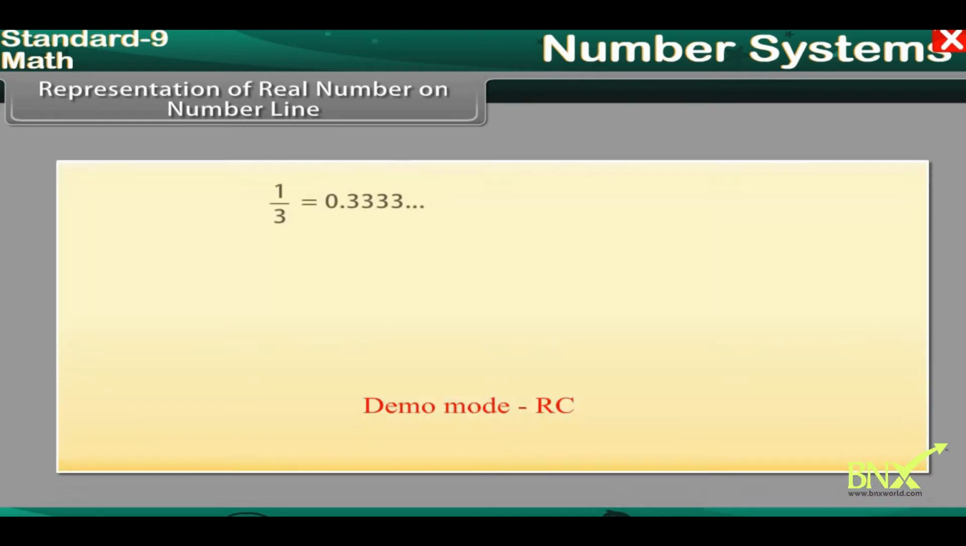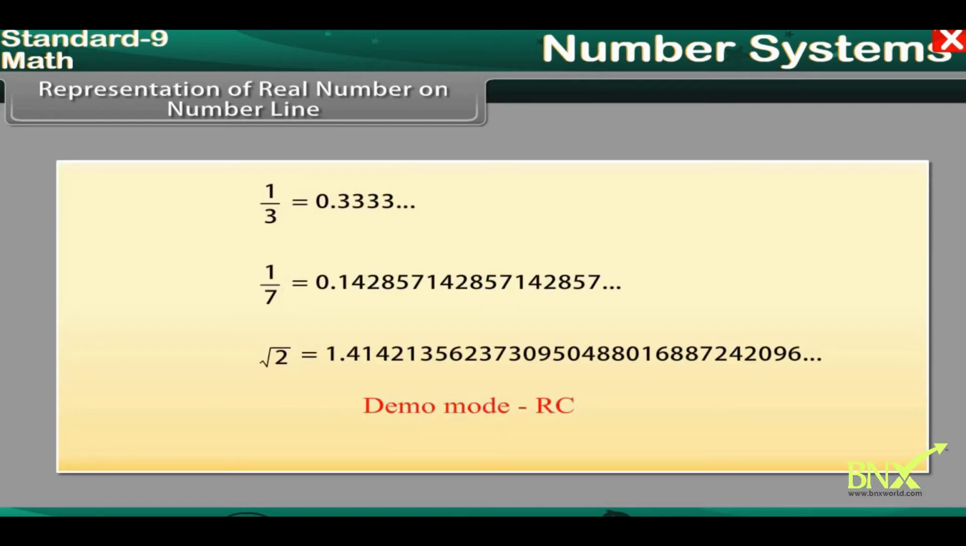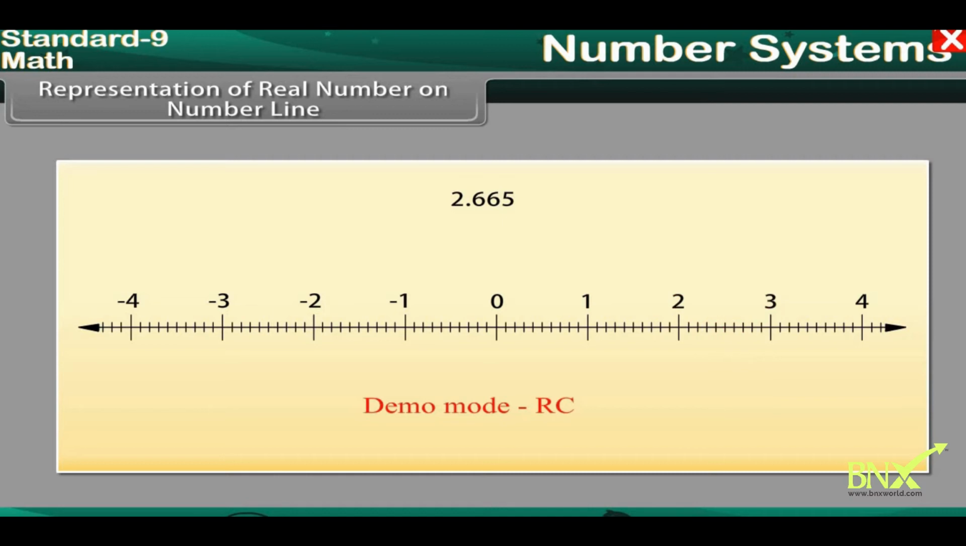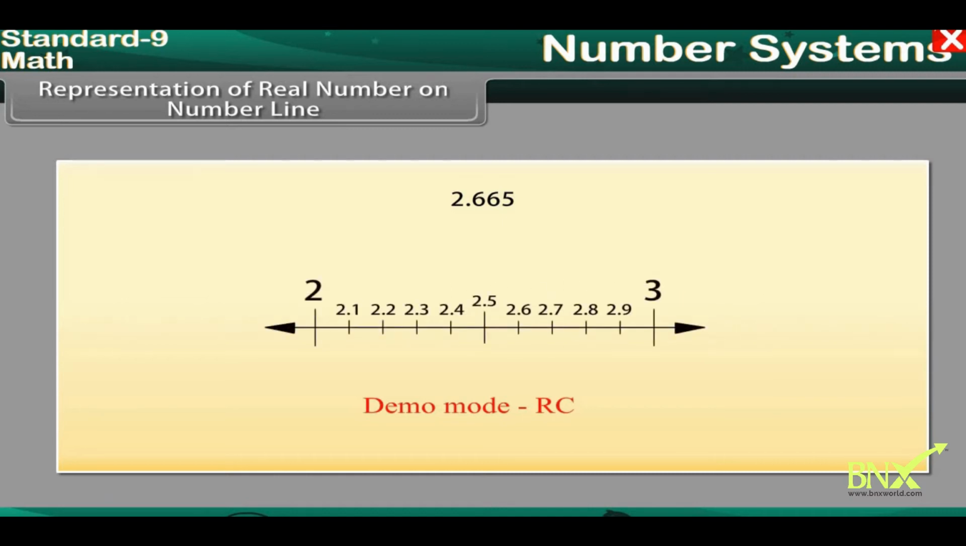Representation of real number on number line. We now know that every real number has a decimal expansion. That decimal expansion helps us to locate it on a number line. Let us locate 2.665 on a number line. We know that it lies somewhere between 2 and 3. Imagine dividing it into 10 equal parts. For a clear view of numbers, the first part represents 2.1 and the second part is 2.2 and so on. Here 2.665 lies between 2.6 and 2.7.